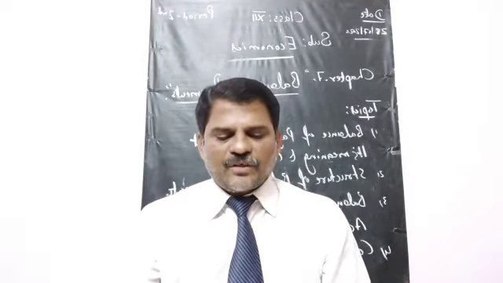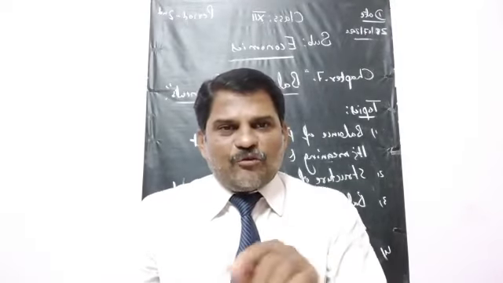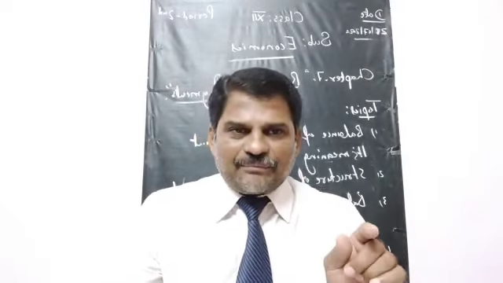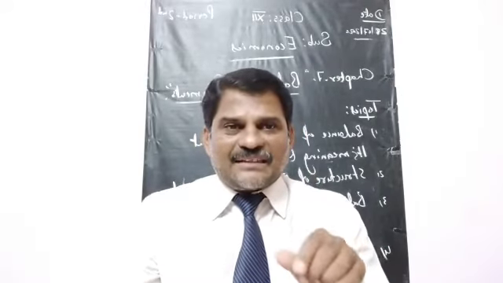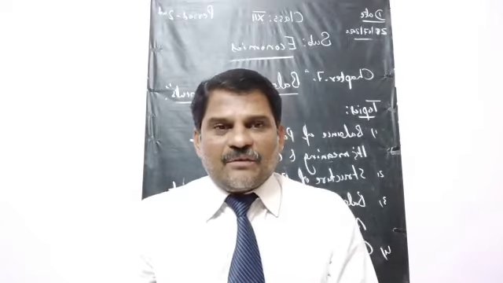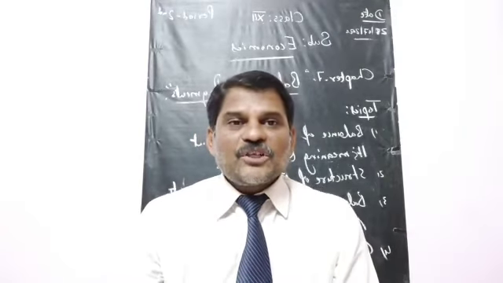Now, how we can express the surplus one? Vx is greater than Vm, surplus one. Second one, deficit one. Vx is lesser than Vm. And third one, Vx is equal to Vm, that is equal to 0.